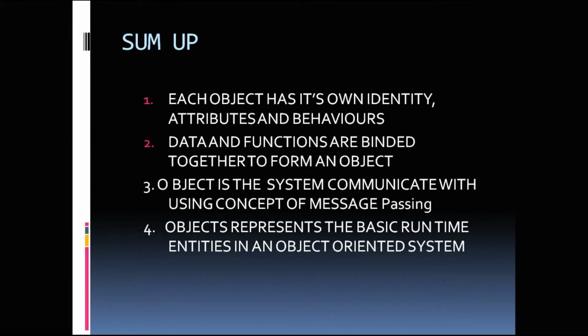So let me sum up objects. Objects have their own identity, attributes, and behaviors. Like an object has its own identity, I can tell you that I'm writing with the marker. I'm driving a car, train, or plane. So you can see that an object has its own identity, whether it's a car, a marker, or a train. Data and functions are bound together to form an object. This is a further concept and I'll be teaching you later, so remember it for now.